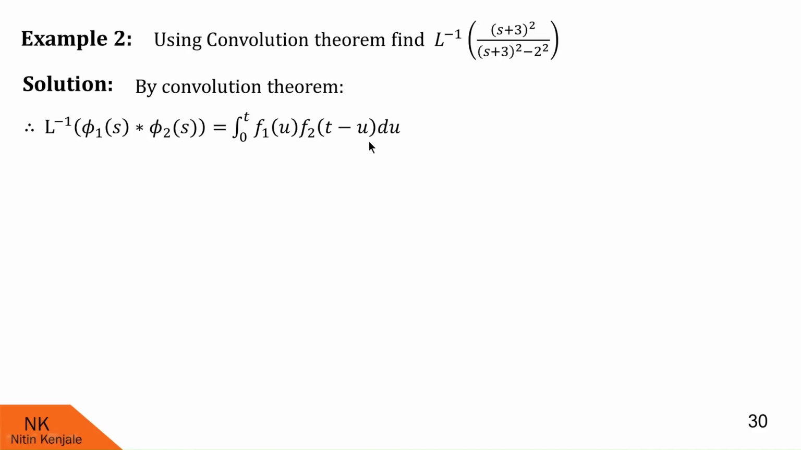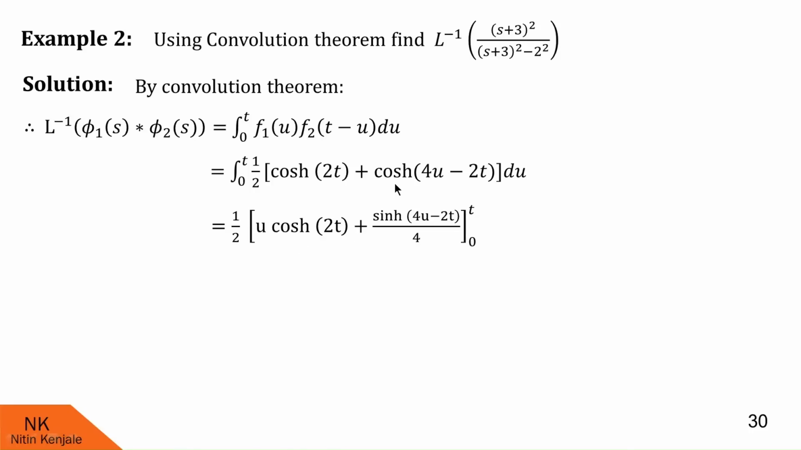Let us substitute the value of this product. Here it is. Now let's take out this half and integrate these functions. Integration of cos h 2t with respect to u. What will it be? Yes, you are correct. Cos h 2t does not have u in it. So this function is completely constant. So its integration will be u into cos h 2t. On the other hand, the integral of cos h (4u minus 2t) will be sin h (4u minus 2t) divided by the derivative of 4u minus 2t, which is 4.